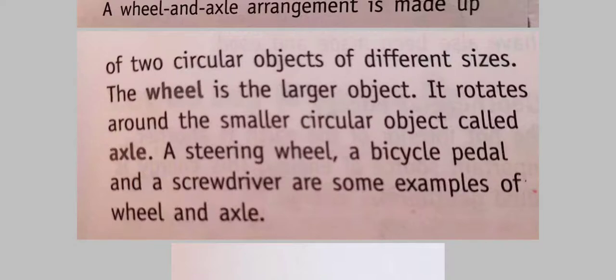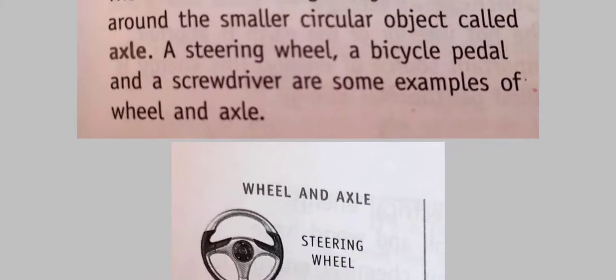Here, wheel and axle is the arrangement made up of two circular objects of different sizes. Both are circular objects, but of different sizes. Wheel is the larger object, and it rotates around a smaller circular object called the axle. A steering wheel, a bicycle pedal, a screwdriver are some examples of the wheel and axle. See, I will show you the figure.